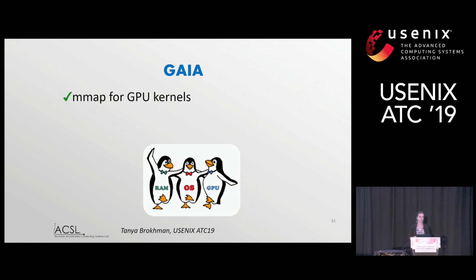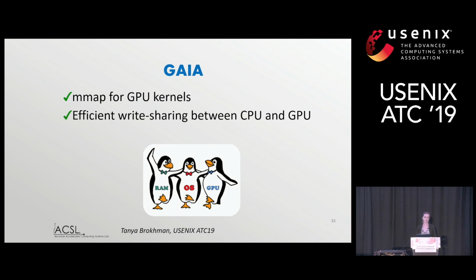With GAIA, we enable memory-mapped files for GPU kernels. We support efficient file sharing between the CPU and the GPU. And we enable CPU and GPU I/O optimizations that were just not possible in the current system design.